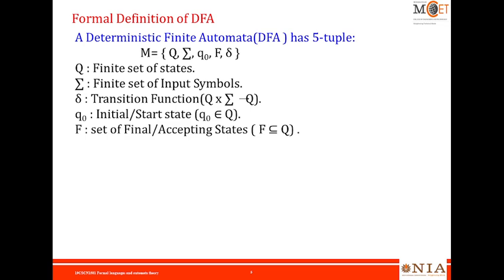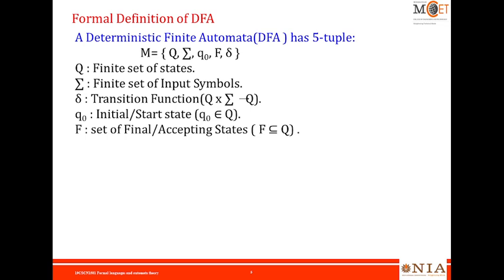Next one is the formal definition of deterministic finite automata. Already I said deterministic finite automata consists of a finite set of states and a finite set of input symbols, but the only one main condition is that only a single transition is possible for a single input symbol from one state to another state. Here the finite automata can be represented using the symbol M, that means M equal to (Q, Σ, q0, F, δ). Here the finite automata consists of 5 tuples.